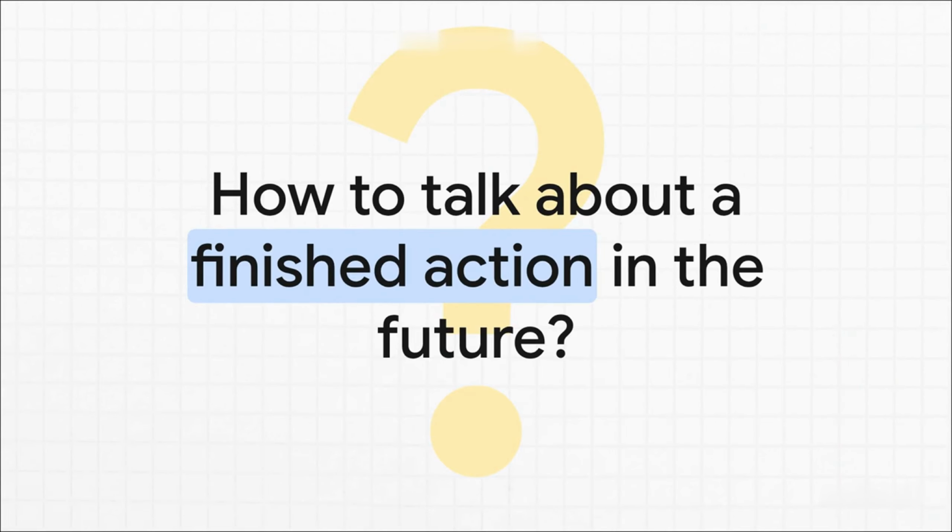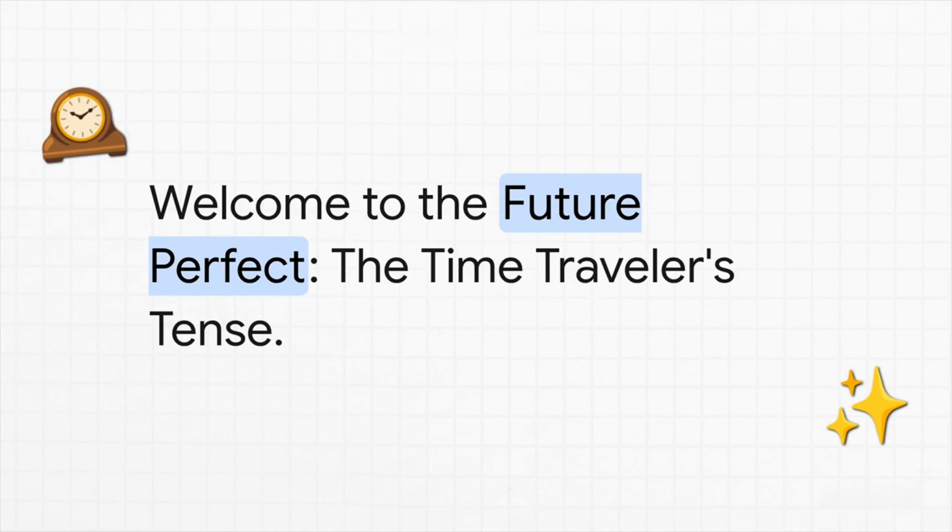So, seriously, how do you do this? How do you talk about something that will already be finished at some point in the future? It kind of twists your brain a little, right? You're trying to describe a future event as if it's already in the past. It sounds complicated, but trust me, there's a super elegant way to handle it. And here it is, the future perfect.